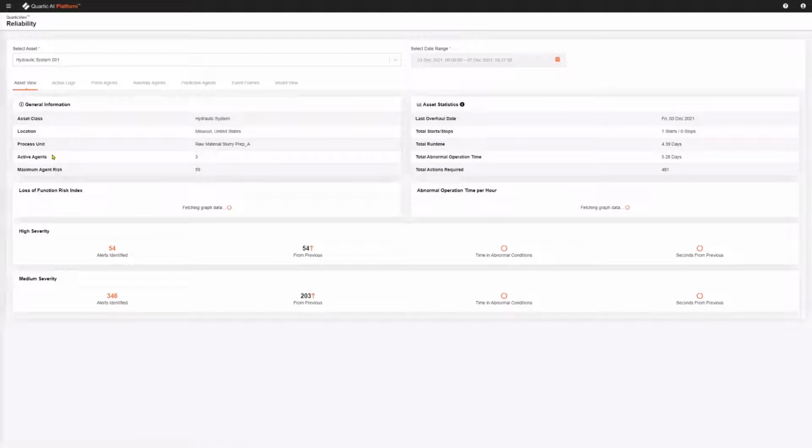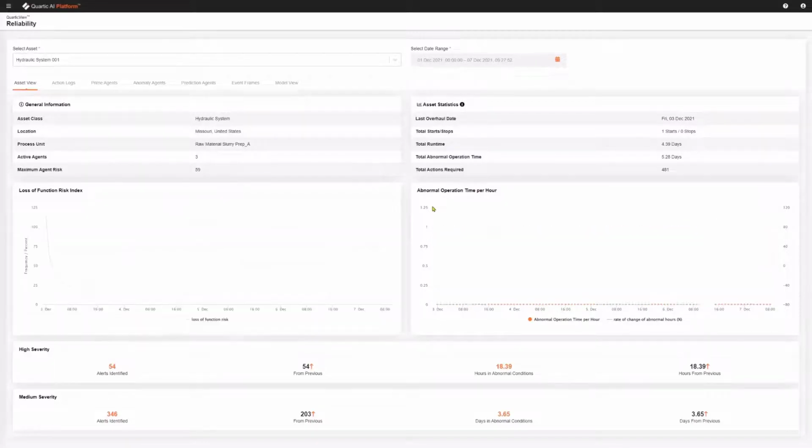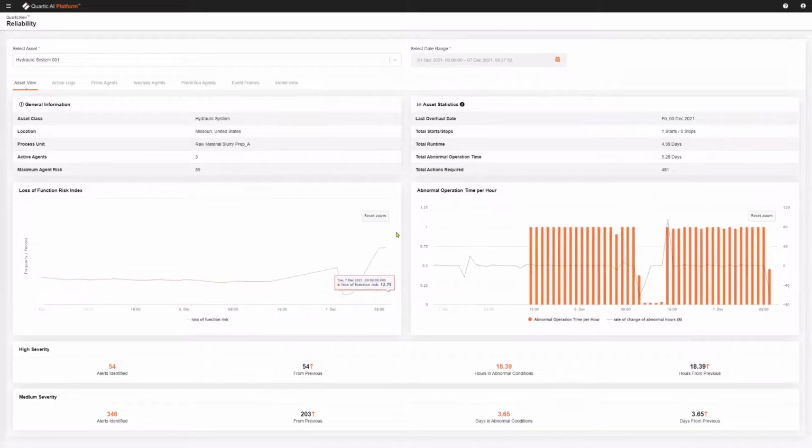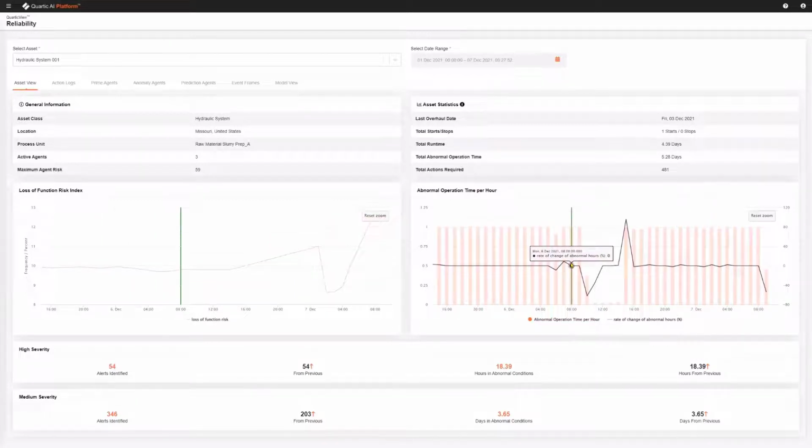On this more detailed screen, the two main things that stand out are these charts: my loss of function risk index and the abnormal operation time per hour. So we can see how our abnormal operation time and risk change and accumulate, but more importantly, how this is changing over time. So I also have the rate of change of abnormal hours, which lets me understand how fast my asset is potentially degrading and the acceleration of degradation, which, if you think about a potential failure curve, this is how far to the right on that curve I am, and how quickly I'm approaching an asset failure that I need to take action to avoid.